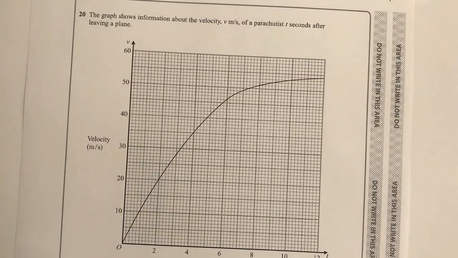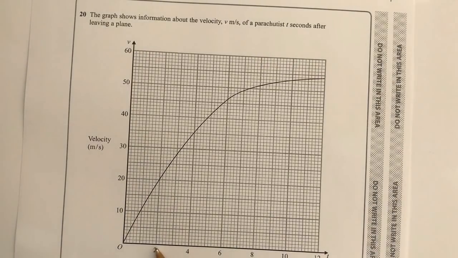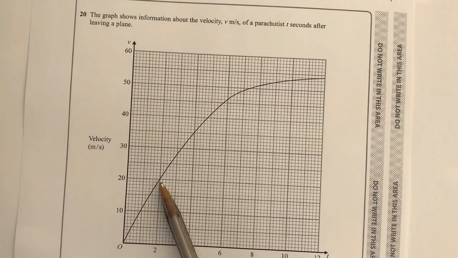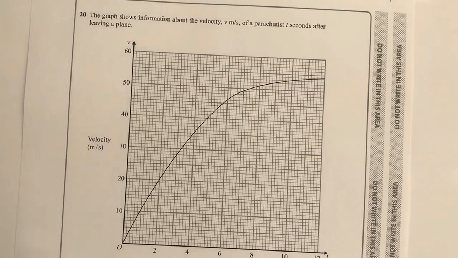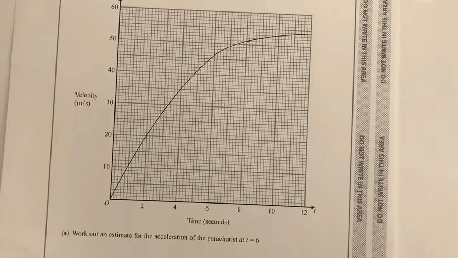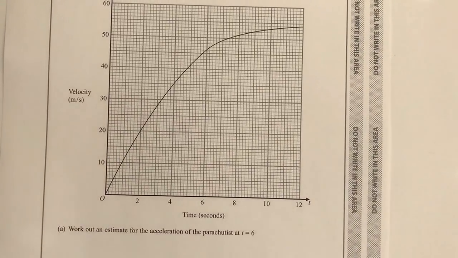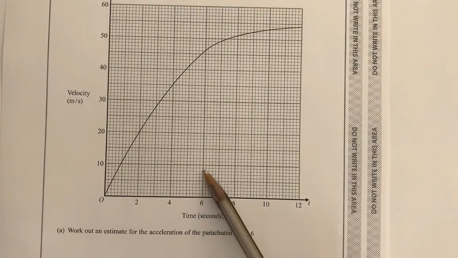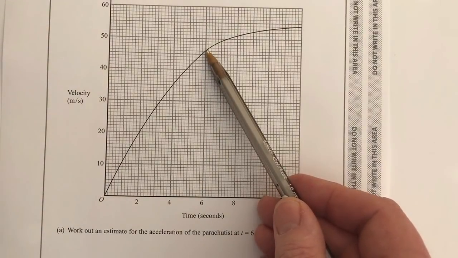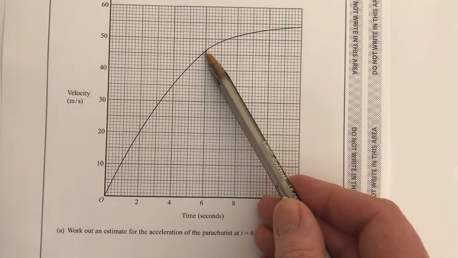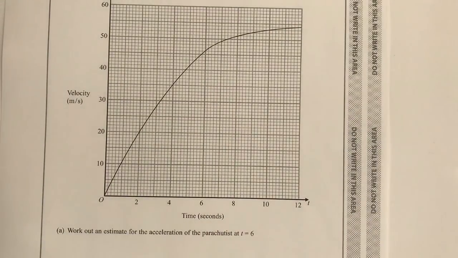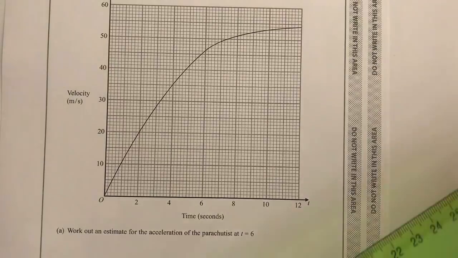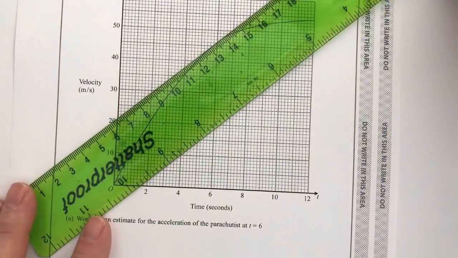Okay, so in other words, 2 seconds after leaving the plane, he's already travelling at a velocity of 20 meters per second. Okay, and then what it says is work out an estimate for the acceleration of the parachutist at t equals 6 seconds. So in other words, what they want us to do is to find out the acceleration at that point there. Okay, well that's actually going to be the gradient of the line.